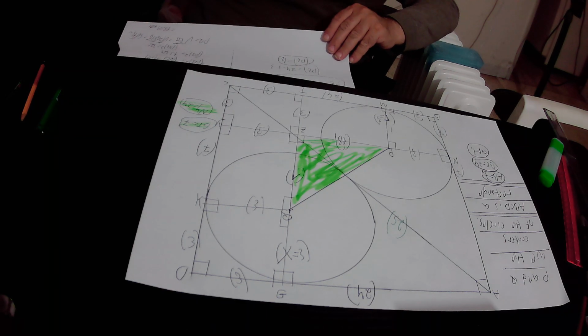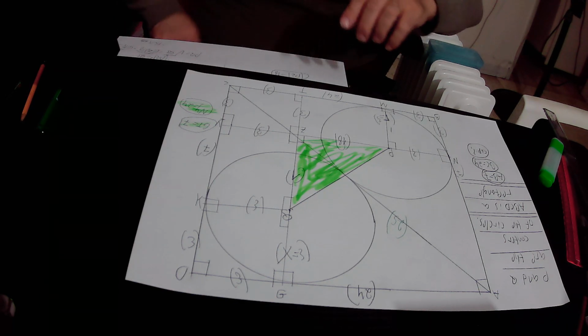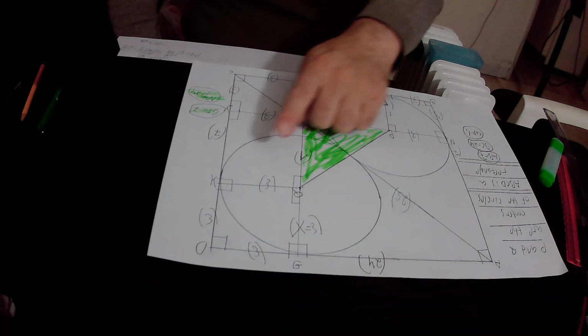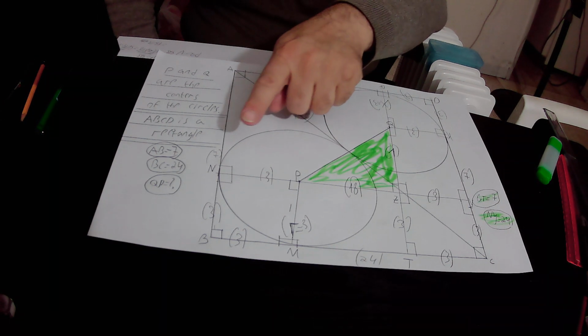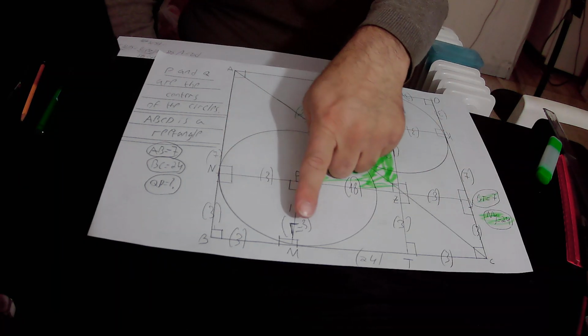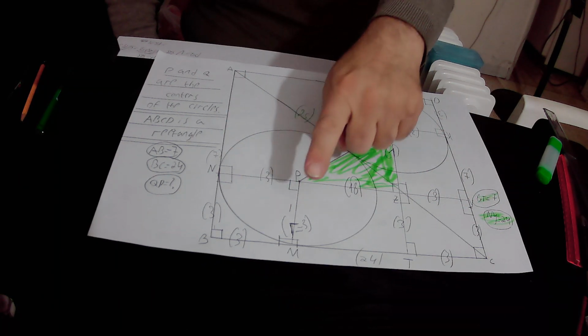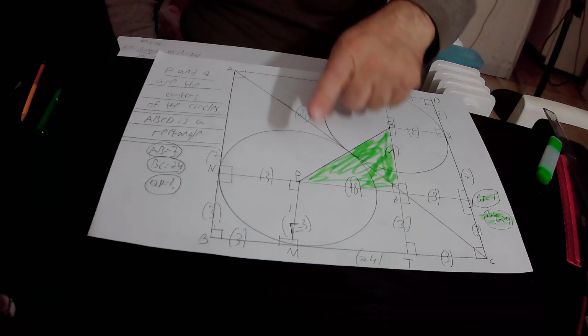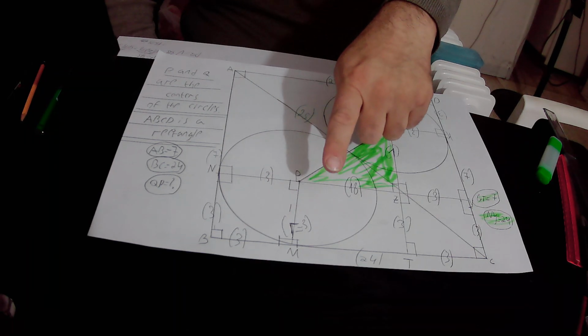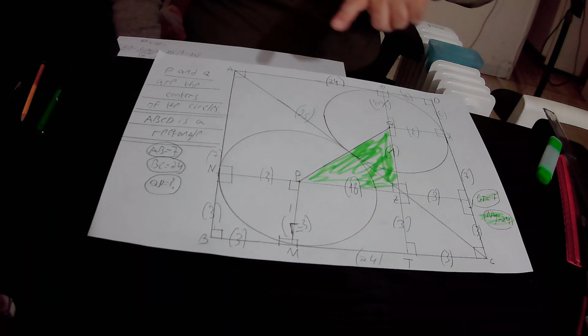Then we define the point of tangency of tangent BC with this circle as M. PM is the radius of this circle that is drawn to point M. Therefore, according to rule number 1, this angle equals 90 degrees and this angle also equals 90 degrees.